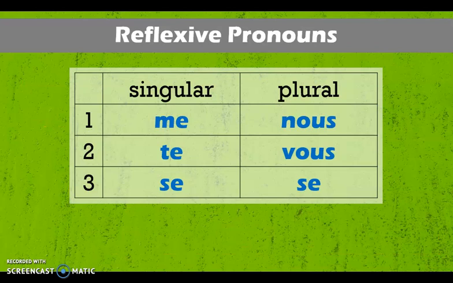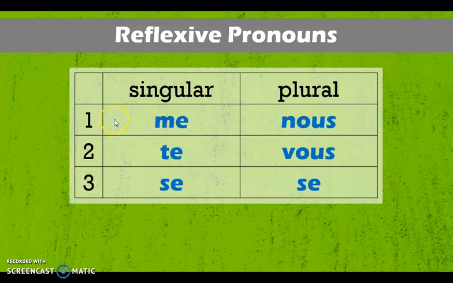Okay, in French, here are the reflexive pronouns. Now, I just want to make you aware, remember, singular and plural is what we call number, and that just means, are we talking about a singular subject or a plural subject? And the 1, 2, 3 here means first person, second person, or third person. First person is the person that is you. It's when you talk about yourself. Second person is the person you are talking to. And third person is the person you are talking about.